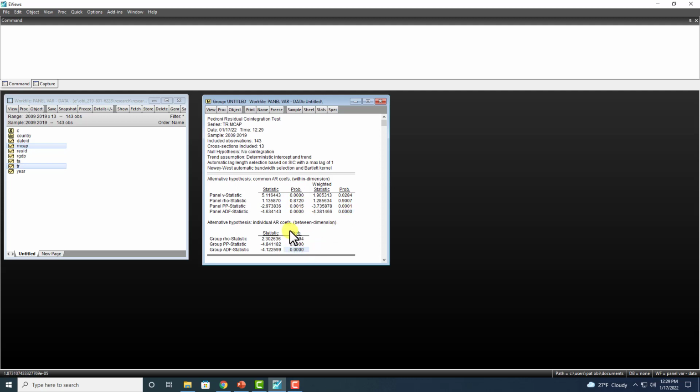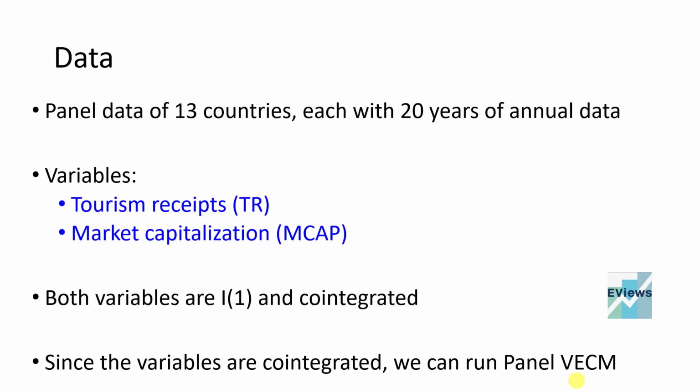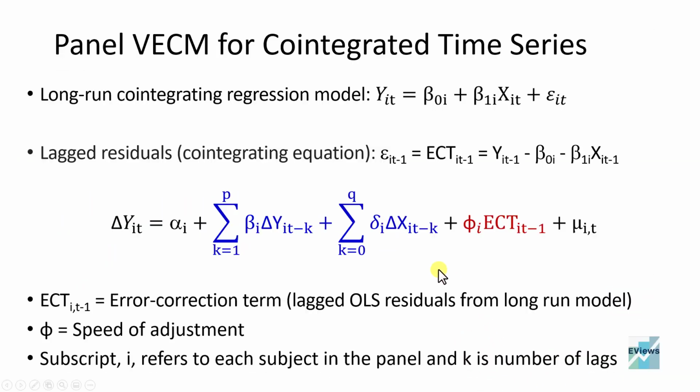1, 2, 3, 4, 5, 6, 7, 8. So 8 of these say that these two variables are co-integrated. So with that, we can proceed and run panel VECM.